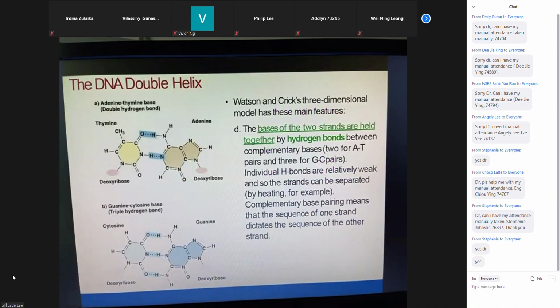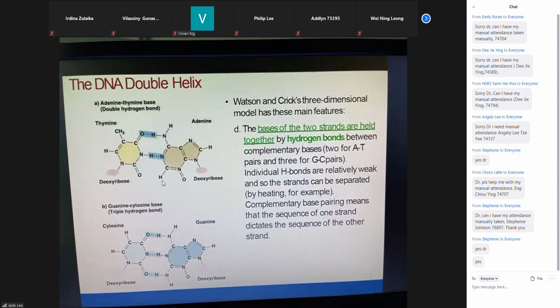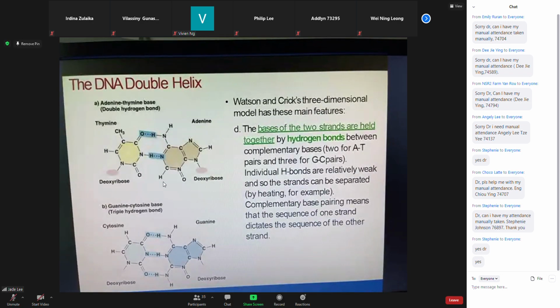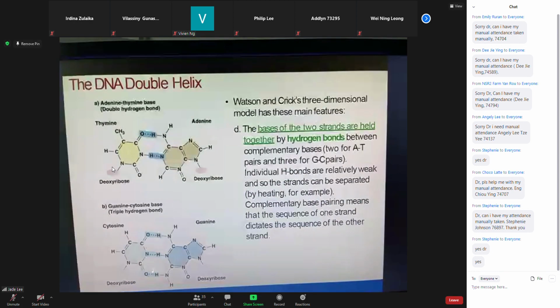Now, the three-dimensional model has these main features: the bases of the two strands are held together by hydrogen bonds between complementary bases, two for AT and three for GC. So if you look at cytosine and guanine, they form three hydrogen bonds, whereas A and T form two hydrogen bonds.